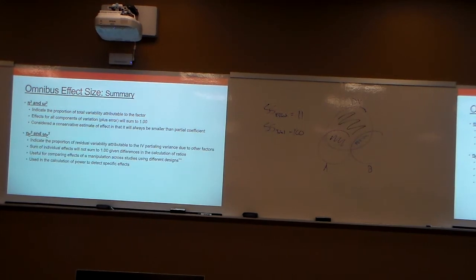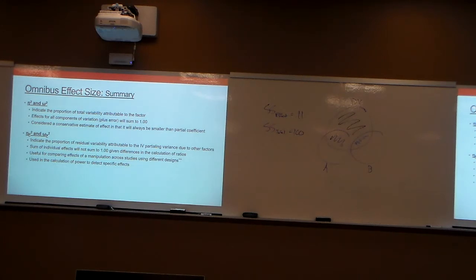Partial effects, partial eta squared and omega squared, give the proportion of residual variability after accounting for other factors. After we suck out all the systematic variability due to other stuff, this is the proportion of what's left over which is attributable to our factor. If I sum up all of my partial eta squareds in my design, it's not going to add up to 1, because it's using different pieces and parts.